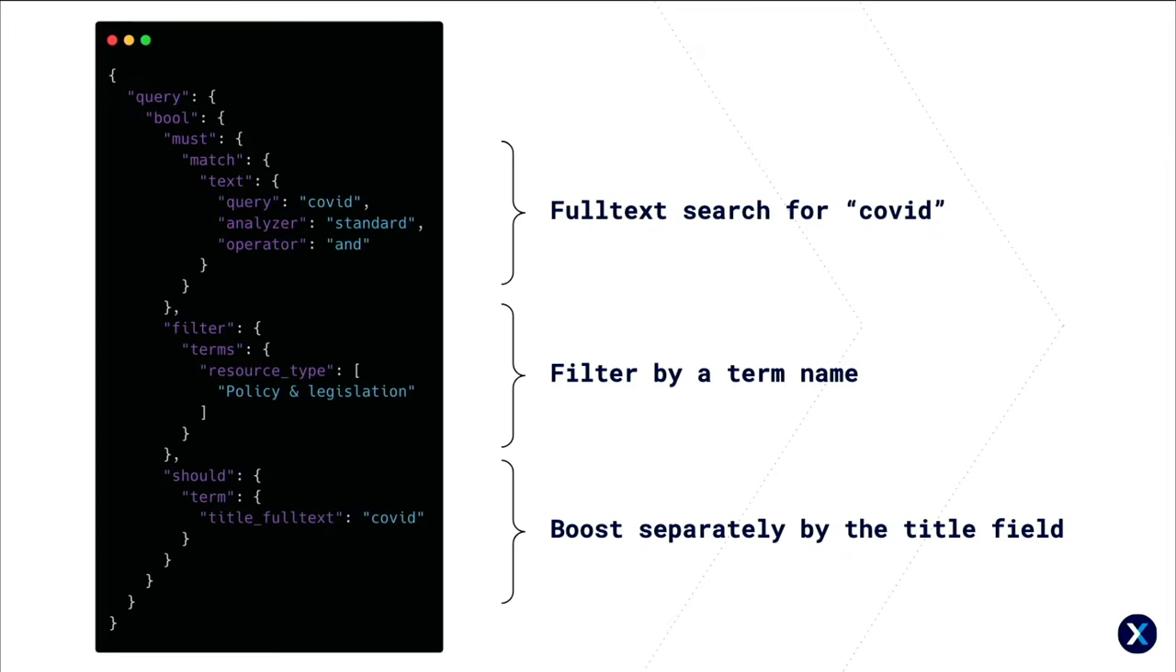And lastly, we have the should chunk, which is what I was mentioning before. This is going to say boost any documents with the word COVID in the title full text field. And what that's going to do is increase the relevancy of results that match that, but it's not going to filter out anything that doesn't match. So really, really handy for getting more relevant results.